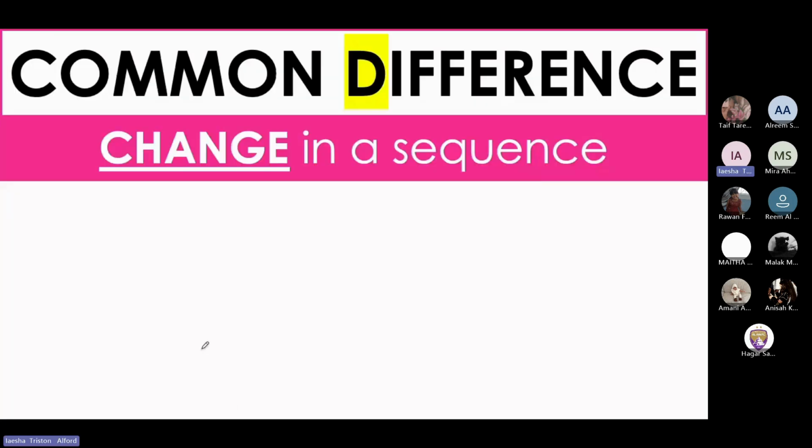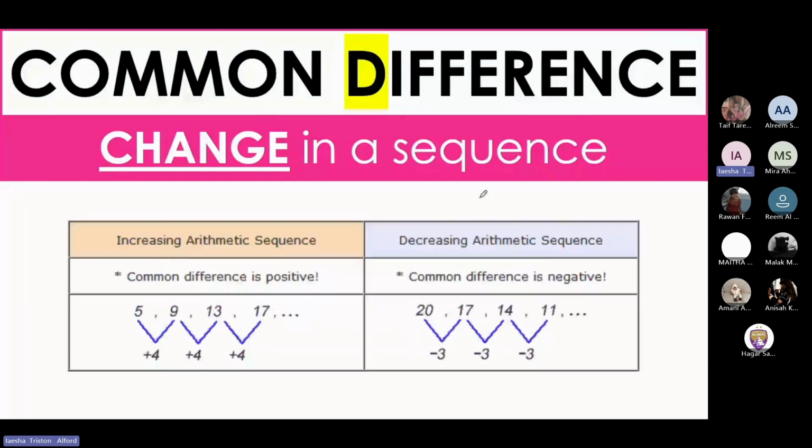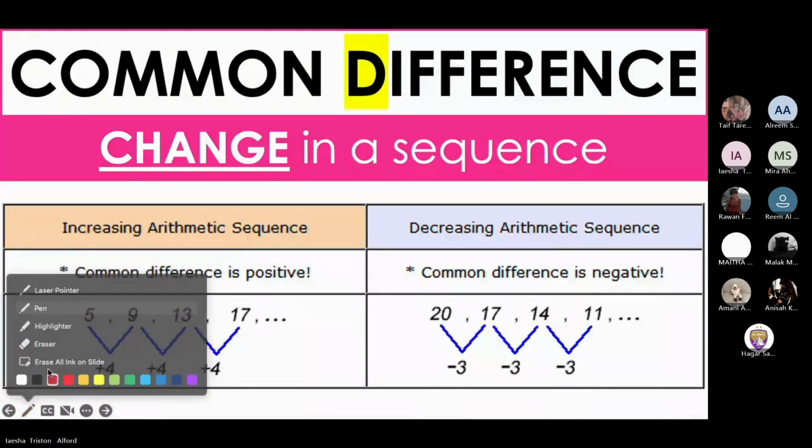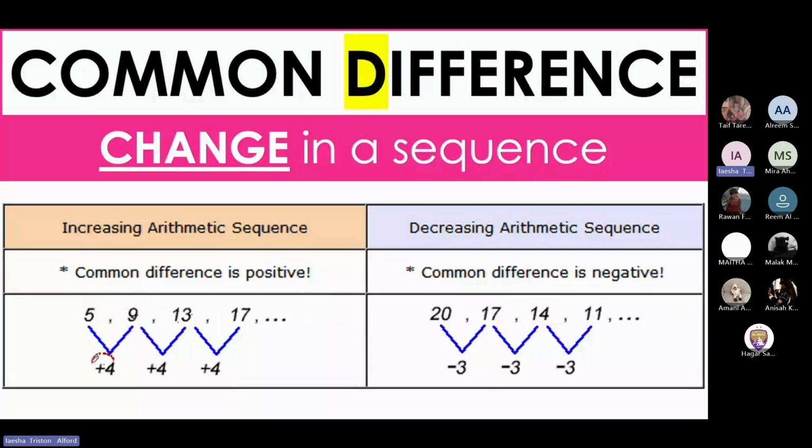The next word you need to know is common difference. Common difference is the change in a sequence. Here we have 2 kinds of sequence, increase and decrease. This one, to get from 5 to 9, we add 4. From 9 to 13, we add 4. From 13 to 17, we add 4. So we say our common difference is a positive number, and because it's positive, it's called increase.